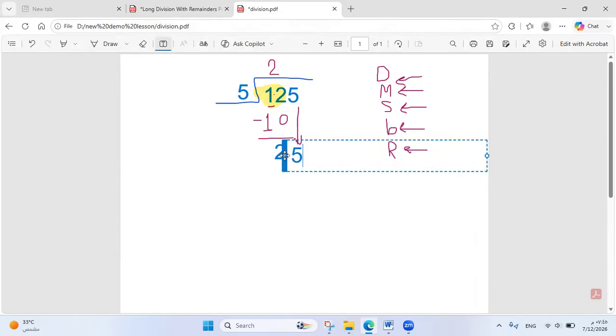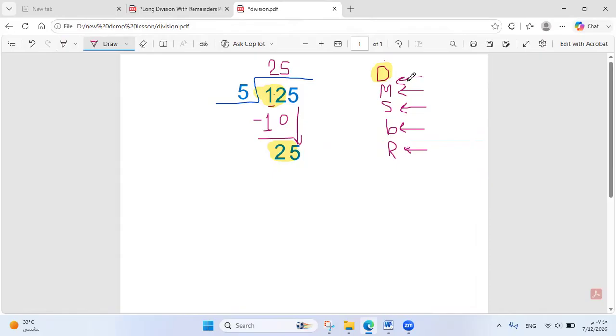Now we have 25. What do we do next? We repeat the steps from the beginning. So we return again to divide, the first step here. We divide which number? We divide 25 now by 5. Yes, how many 5s in 25? Very good, it's 5, because 5 times 5 is exactly 25.